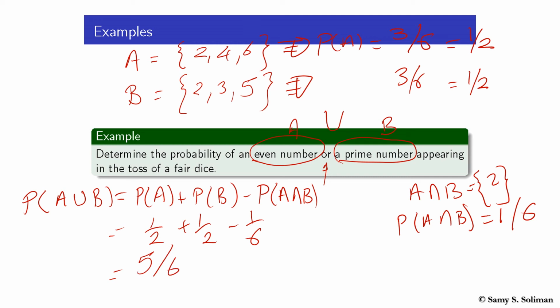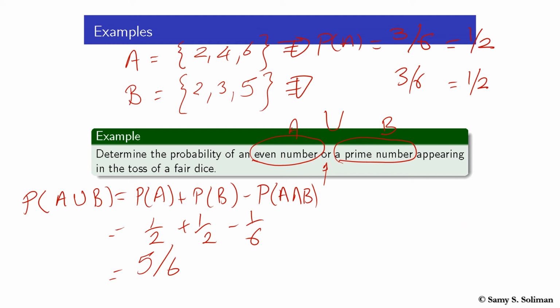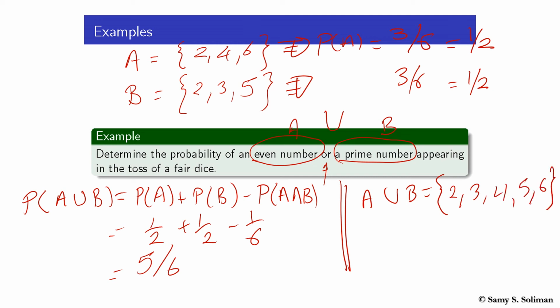The other way to calculate it is to find the union set first and then calculate the number of elements in that set. So A union B equals the set of elements in A or B or both of them. So that will be 2, 3, 4, 5, and 6. So the probability of such event is the number of elements in this event, which is 5 in this case, divided by the total number of elements in the sample space, which is 6.